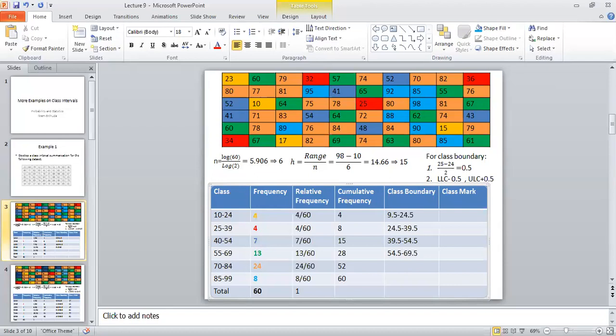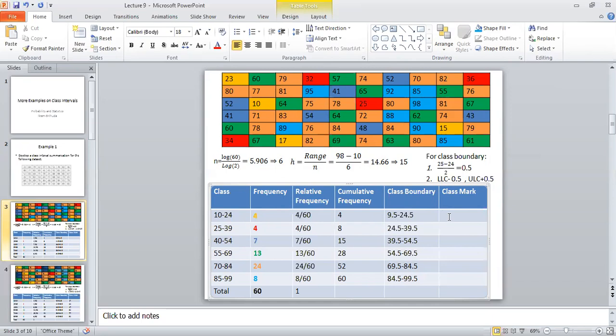Then we have 70 minus 0.5 is 69.5, and then 84 plus 0.5 is 84.5. And for the last class, 85 minus 0.5 is 84.5, and then 99 plus 0.5 is 99.5. And so we can see that this is the class boundary, because the number at which a class ends is the same at which the next class begins. So this makes perfect sense that the data is continuous now.